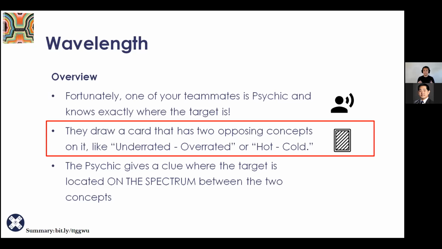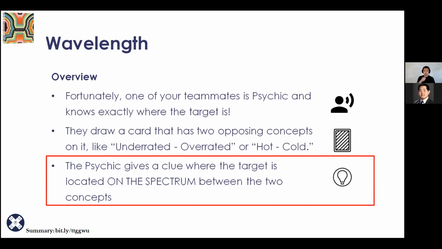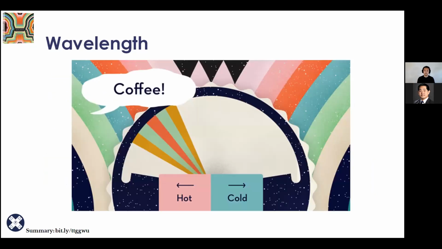So how do you play this game? Well, as the psychic, you are going to draw a card, and it's going to have two opposing concepts on them. Some examples of those concepts are underrated all the way to overrated, or hot all the way to cold. So here, the psychic is then going to give a clue as to where the target is located on that spectrum between the two concepts.